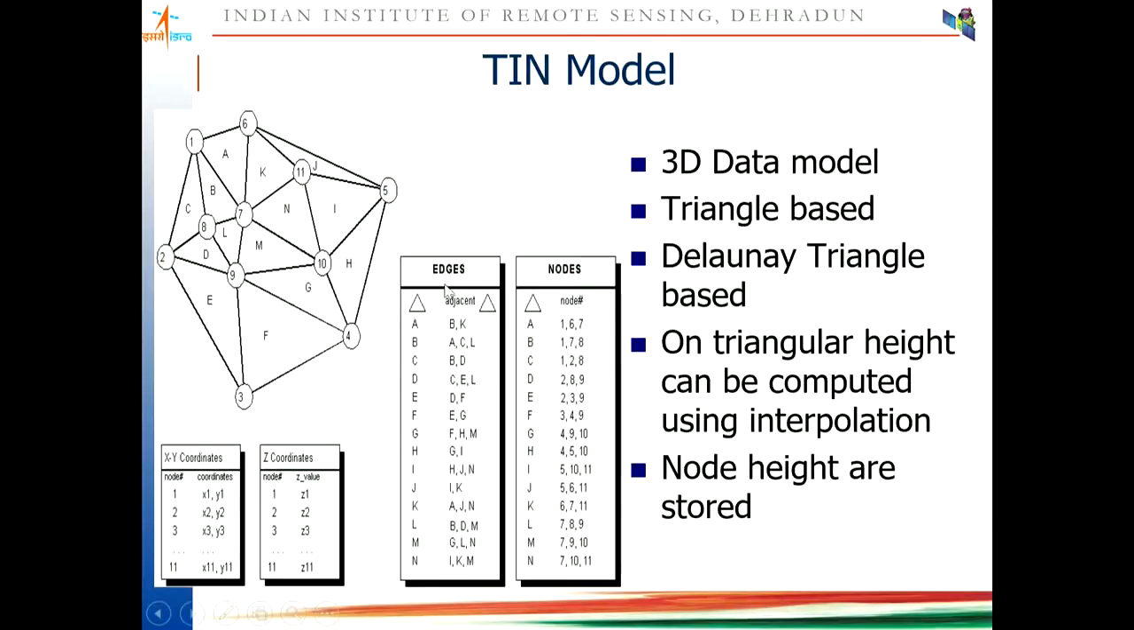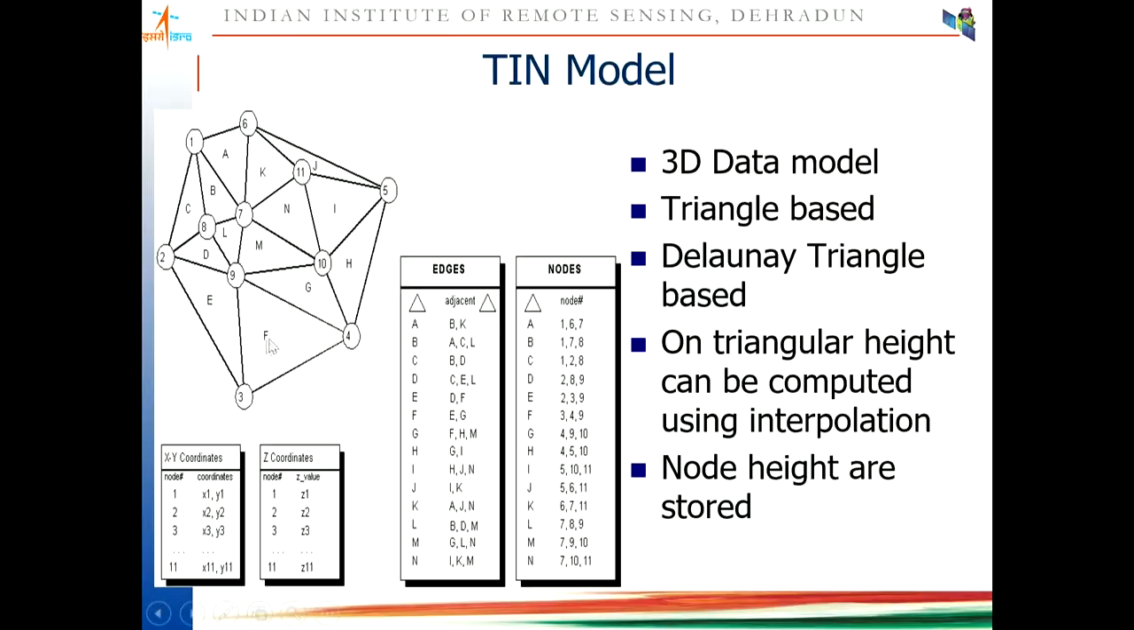So in the case of the triangle model, you have nodes, and then you have different edges, and for each of those nodes you have corresponding x, y and z locations which are stored. Generally 3D TIN models are used for 3D datasets. It is basically triangle based, and especially it follows the Delaunay triangulation constraints, and then the triangle height can be computed based on interpolation.